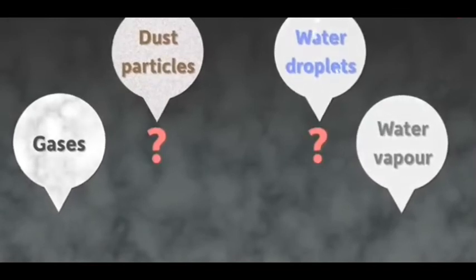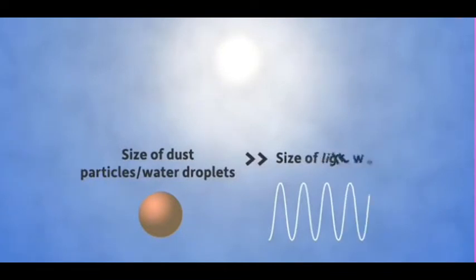Do dust particles and water droplets also scatter light? Yes, they do. However, their size is comparatively much bigger than the size of the light waves, and hence they scatter all the colors of light in equal amounts. So, the white light which is entering the cloud or the dust particles emerges out as white light again. Hence, the clouds appear white.